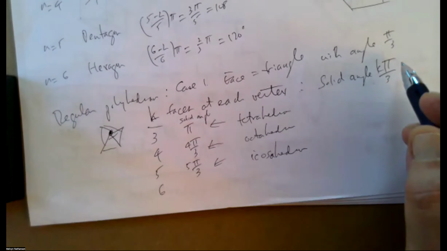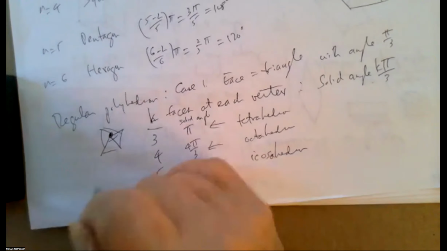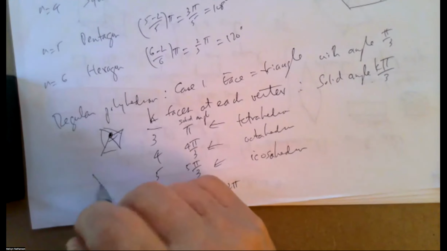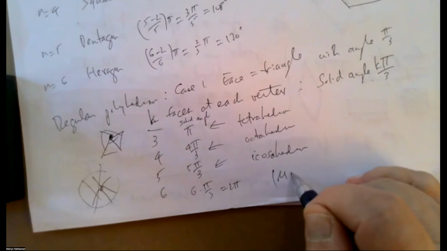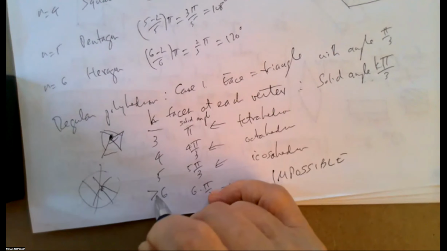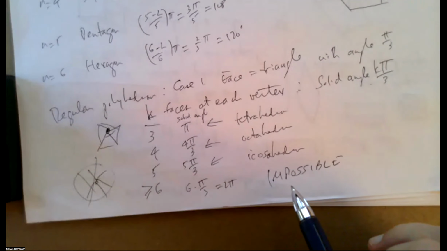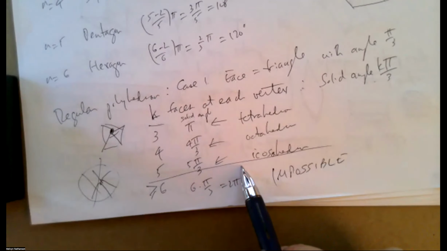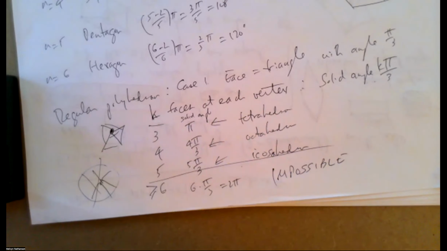Suppose you have 6 triangles at each vertex, then the solid angle would be 6 times pi over 3, or 2 pi, which means you wouldn't have a solid at all. You would be completely flat. So this is impossible. And if you have 6 or more faces, you couldn't have a solid angle. So if you're going to have triangular faces, the only possibilities are tetrahedron, octahedron, and icosahedron.